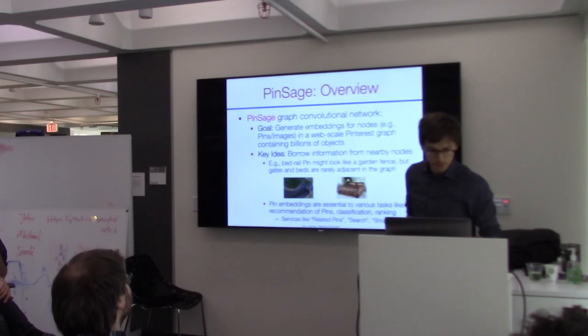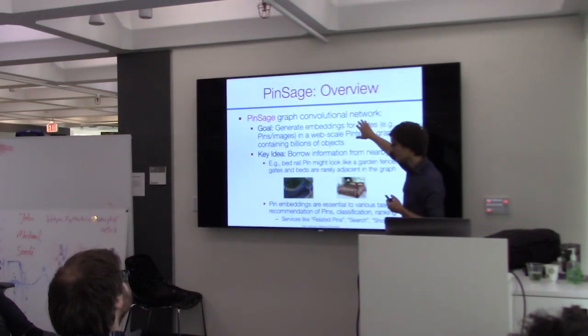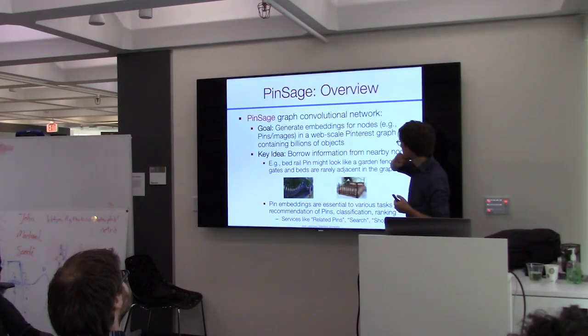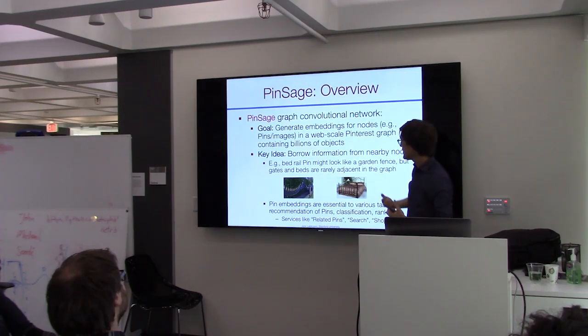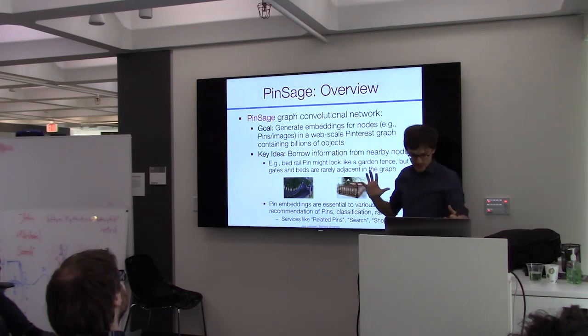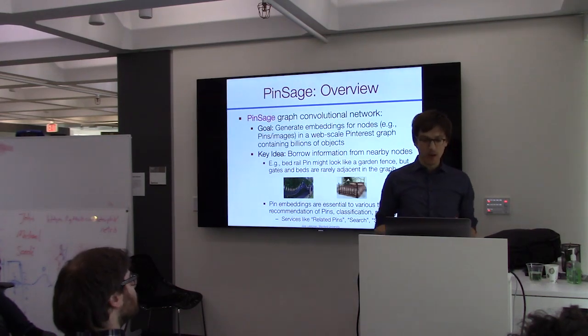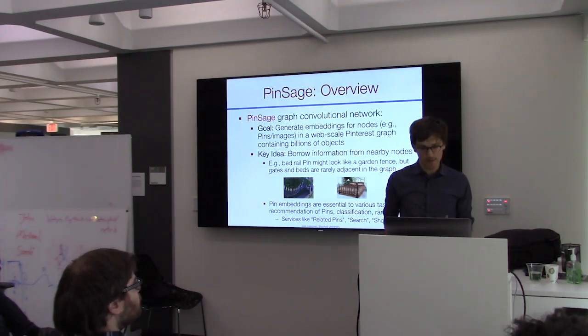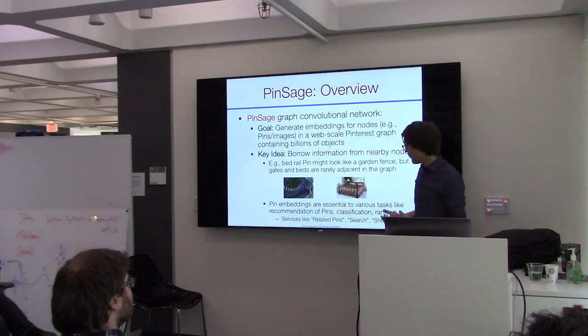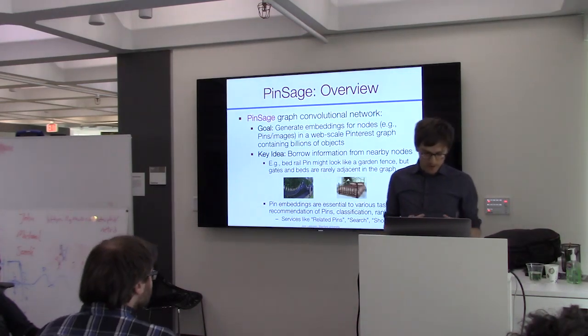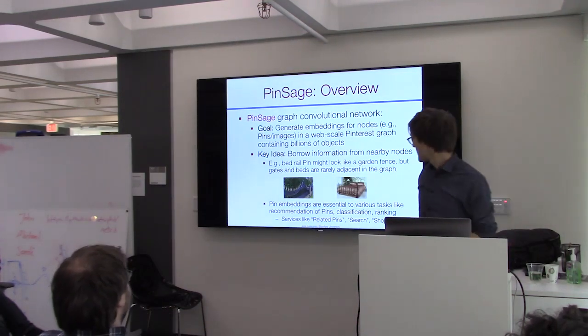What we would like to do is use these ideas of graph convolutional neural networks to generate embeddings of nodes on this giant graph. The key idea is that I want to borrow information from nearby nodes. The reason I want to do this is because by only looking at the pin, it's very easy to make silly mistakes.